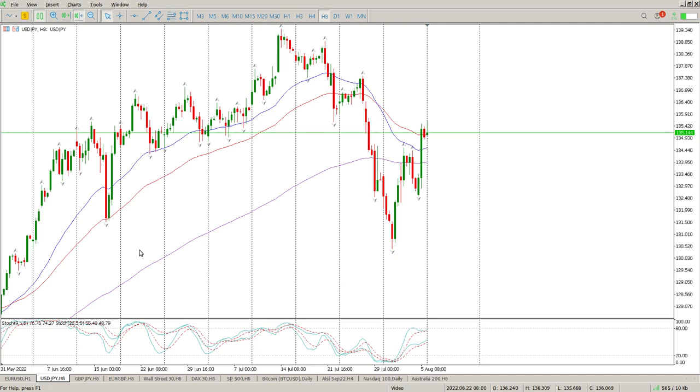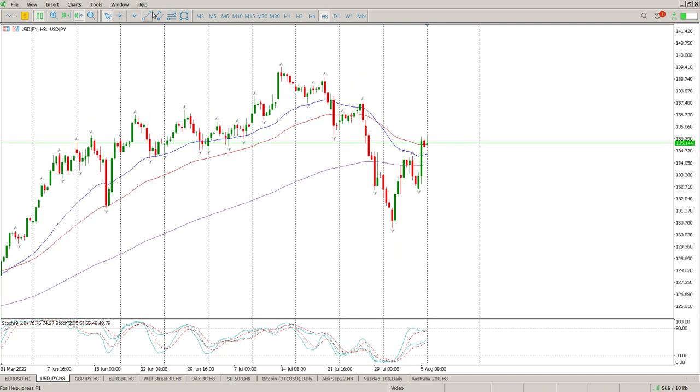Moving on to US dollar Japanese yen, similar kind of situation there. We are in an area of interest, and I'm just going to add 2 levels here. So there's our first swing low, there's our second swing low. You can see if you look to the left, quite a bit of interaction at that area.